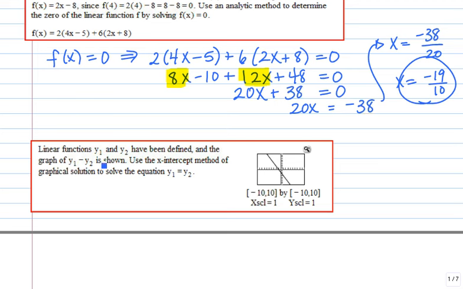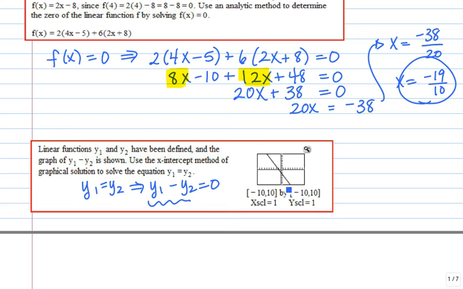Linear equations y1 and y2 have been defined, and the graph of y1 minus y2 is shown. Use the x-intercept method of the graphical solution to solve the equation y1 equals y2, or as your book also calls that, the zero method. So remember that if we have y1 equals y2, that implies that y1 minus y2 is equal to 0. So when we find the 0 of this function y1 minus y2, we have found the solution of the equation y1 equals y2.